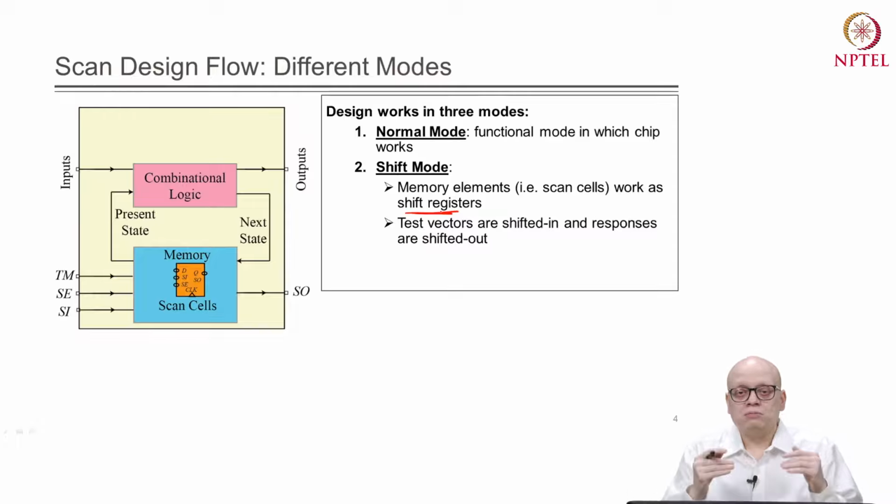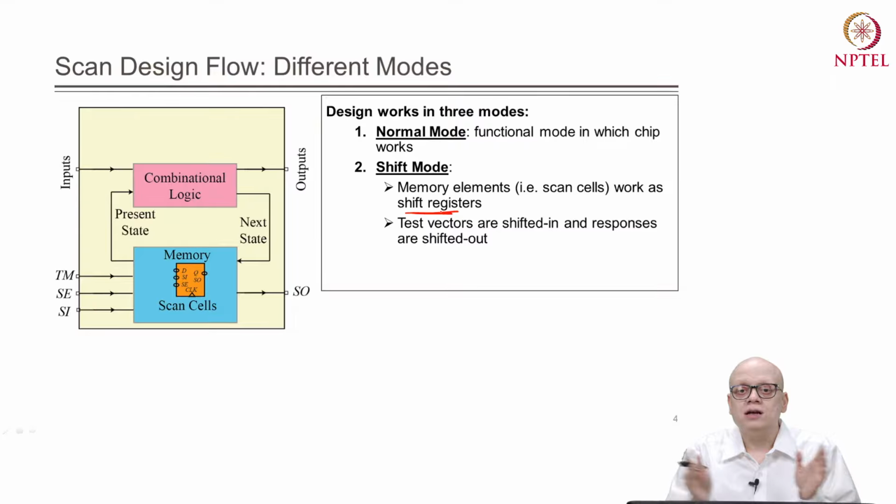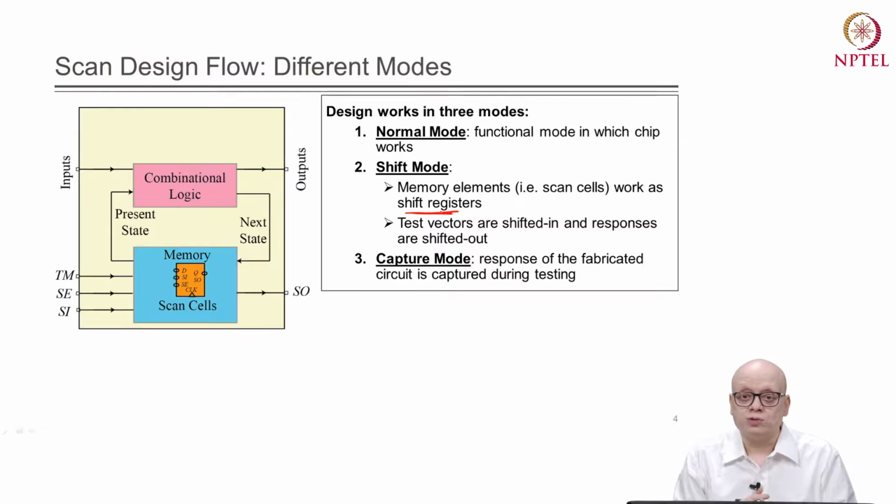So, when the circuit goes into scan mode, the flip flops or the scan cells are connected in the form of a shift register, and using this shift register we will be transferring in the test pattern to the internal nets of our design, and also reading the values of the internal nets at the output port. And the third mode is the capture mode. Now, what is the capture mode? In capture mode, the response of the fabricated circuit is captured during testing. So, capture mode is effective only in the test mode, while we are testing our circuit.